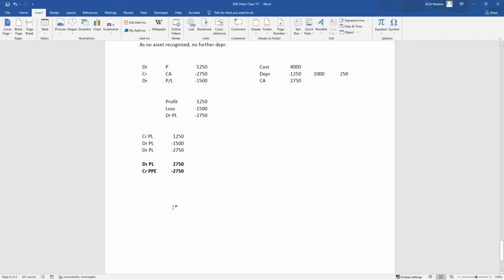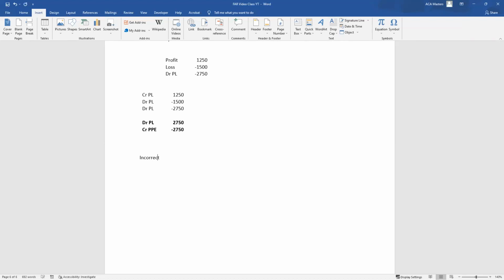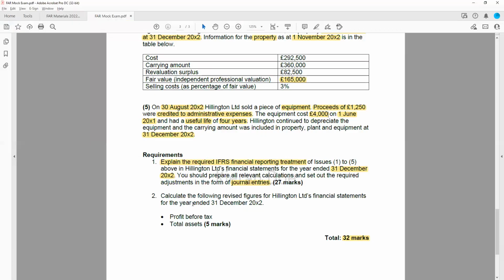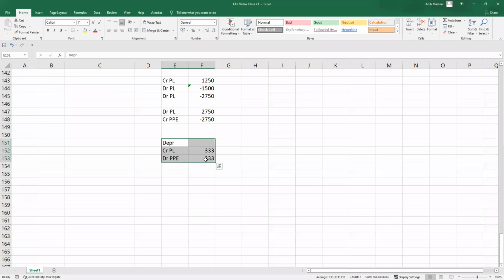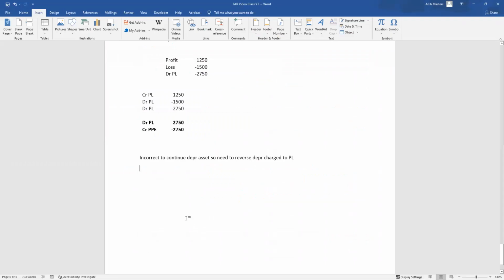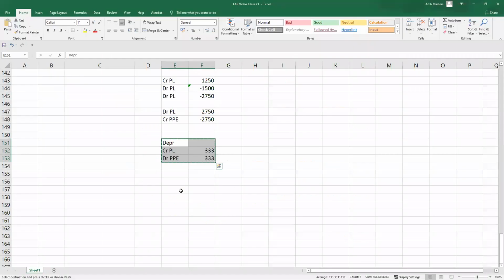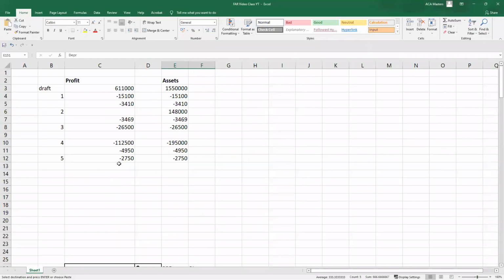But then we could explain why what they've done is incorrect. It's incorrect to continue depreciating the asset, so we need to reverse depreciation charged to P&L. And that's that bit that we've just worked out at the bottom here. So you can see here that we would just increase the profit there for that 333. Just make sure we get this the right way around, because I think most other things have reduced it. So of course, they continued depreciating that asset more than it needed to be.